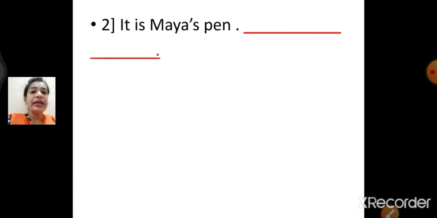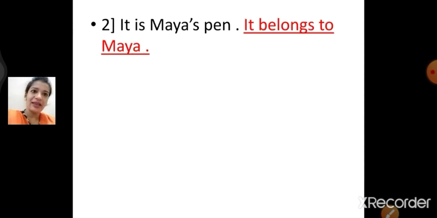Now see the other one. It is Maya's pen. Apostrophe S. See how Maya is written? Apostrophe S. Now here half is not given. You have to complete the full sentence. The first sentence is already given. You have to write the other full sentence. It is Maya's pen. It belongs to Maya. So you are going to write your answer: it belongs to Maya.